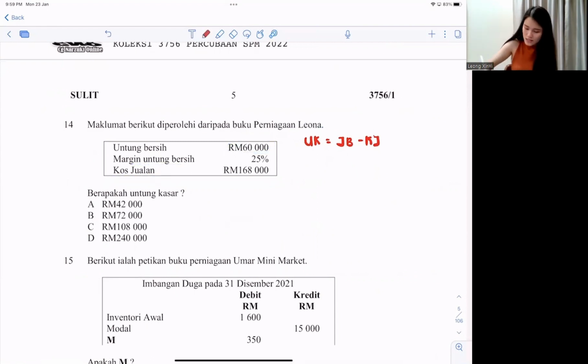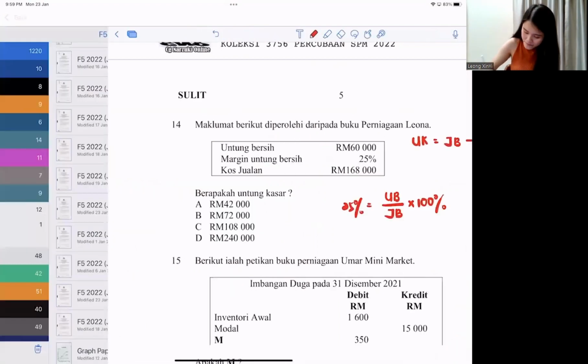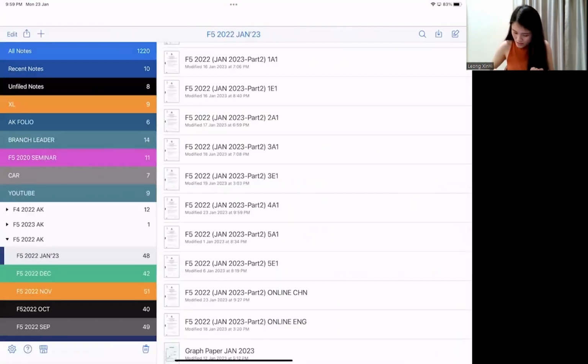Already have. Okay, so margin untung bersih is equal to untung bersih divided by jualan bersih times 100. So the answer is 25%, right? Now we're going to move the 100% to the other side.